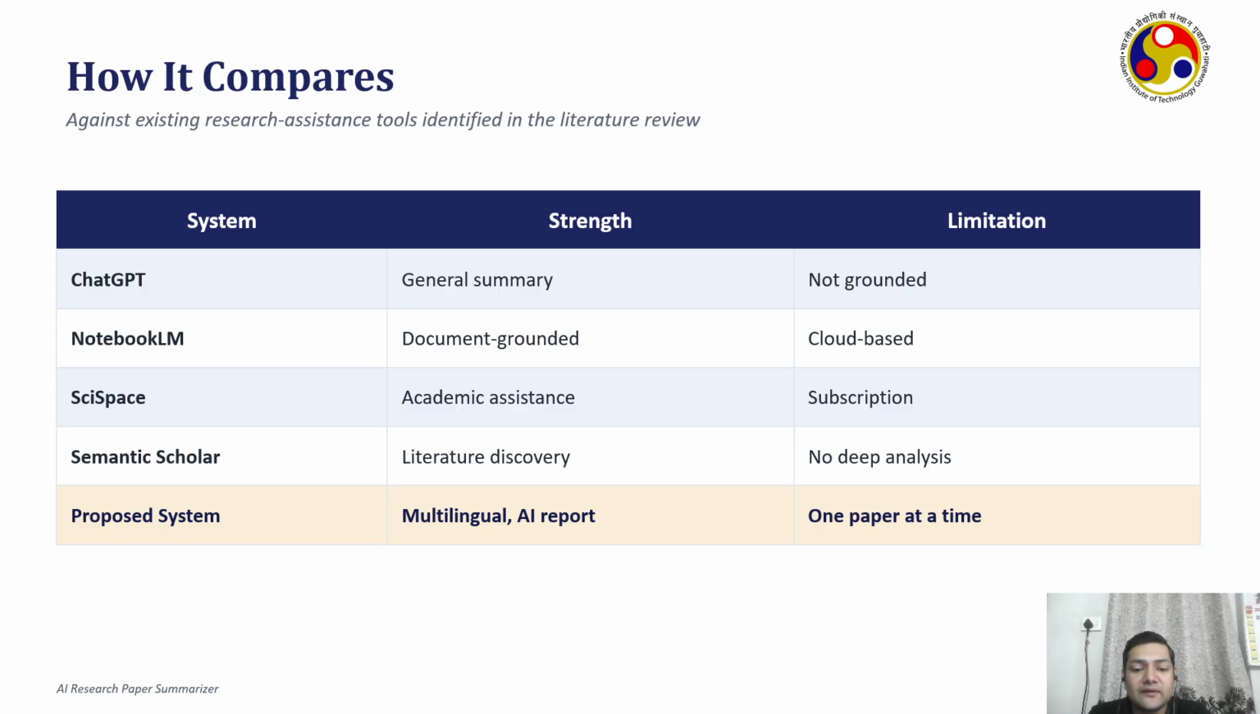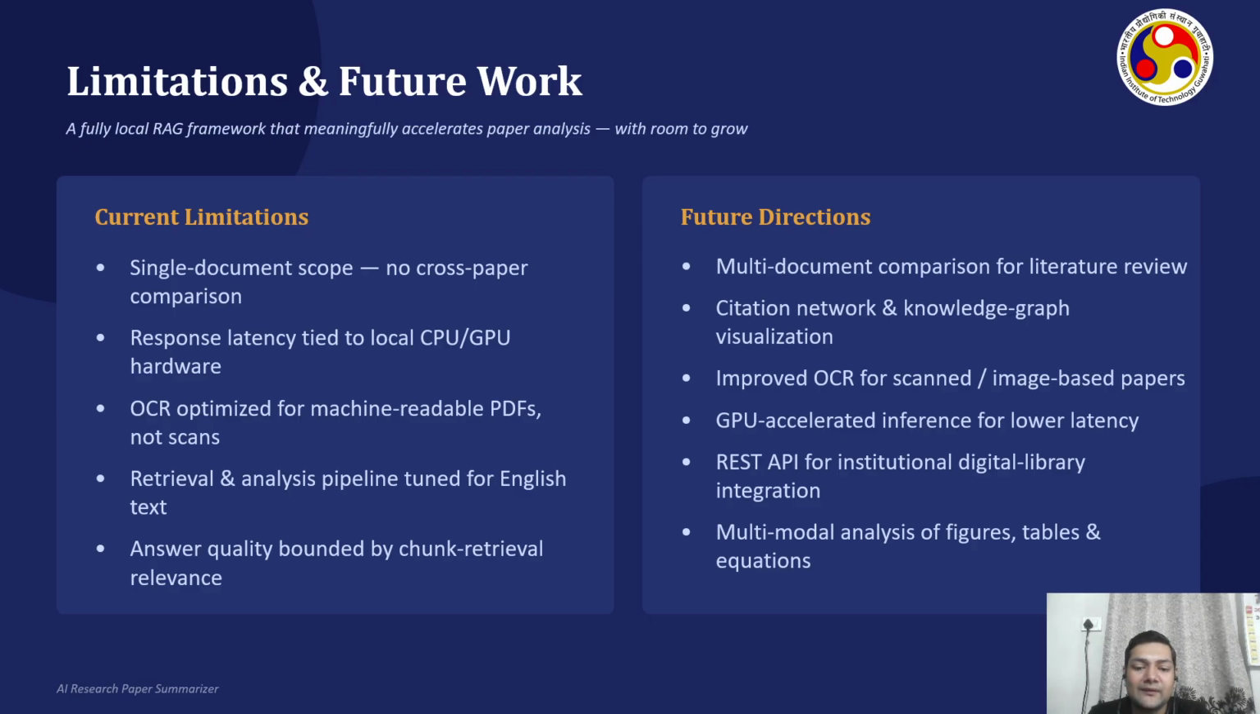Now let's look at the comparison. Compared to existing tools such as ChatGPT, NotebookLM, SciSpace, and Semantic Scholar, the proposed system combines multiple AI capabilities within a single local application. It provides multilingual support, AI-generated reports, citation generation, semantic retrieval, and privacy-preserving local execution. The current limitation is that it processes one research paper at a time, but the modular architecture allows for future expansion.